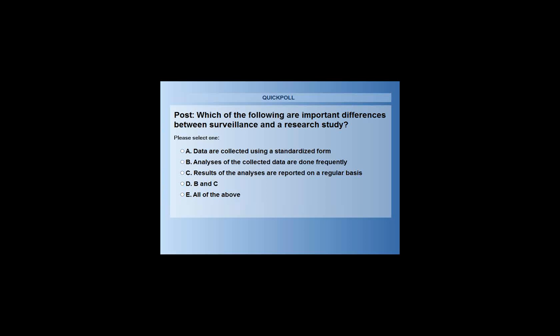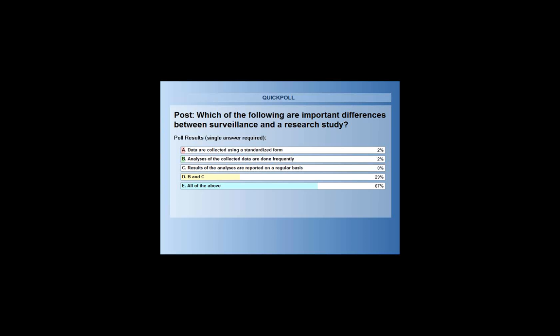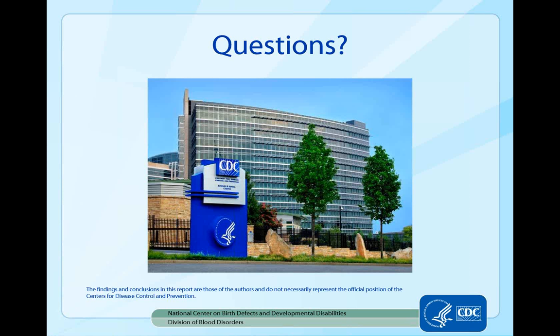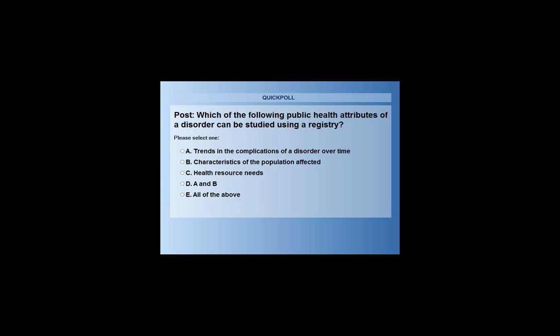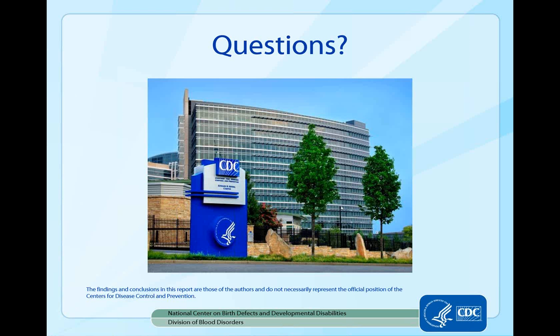You want my answer now? Sure. The correct response was D, B and C. Perfect. Okay, the second question is, which of the following public health attributes of a disorder can be studied using a registry? Please select one of the following. And the correct response was E, all of the above.